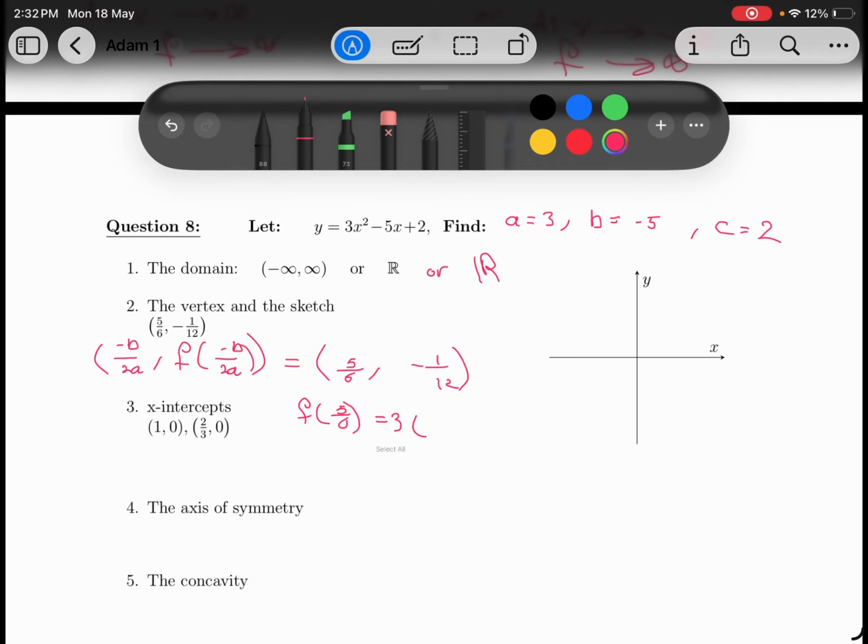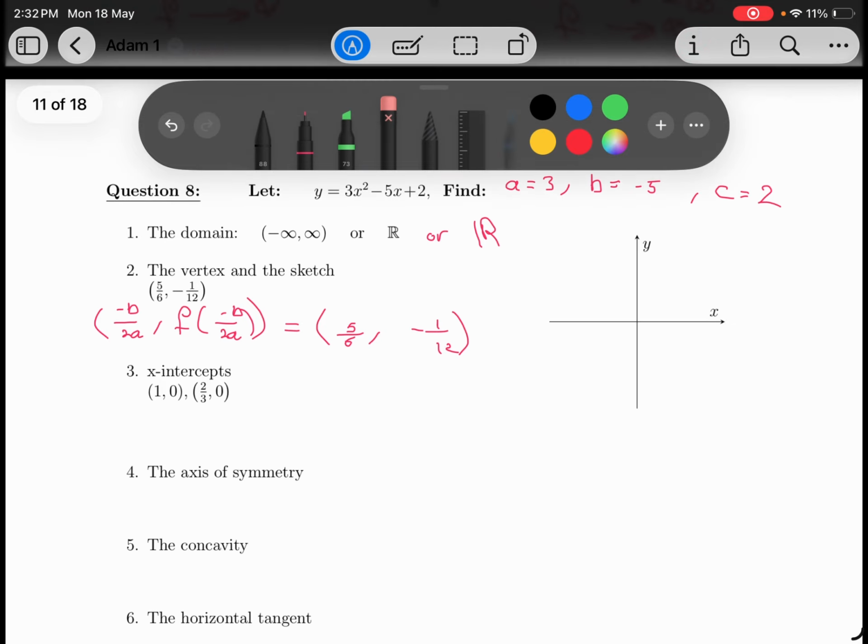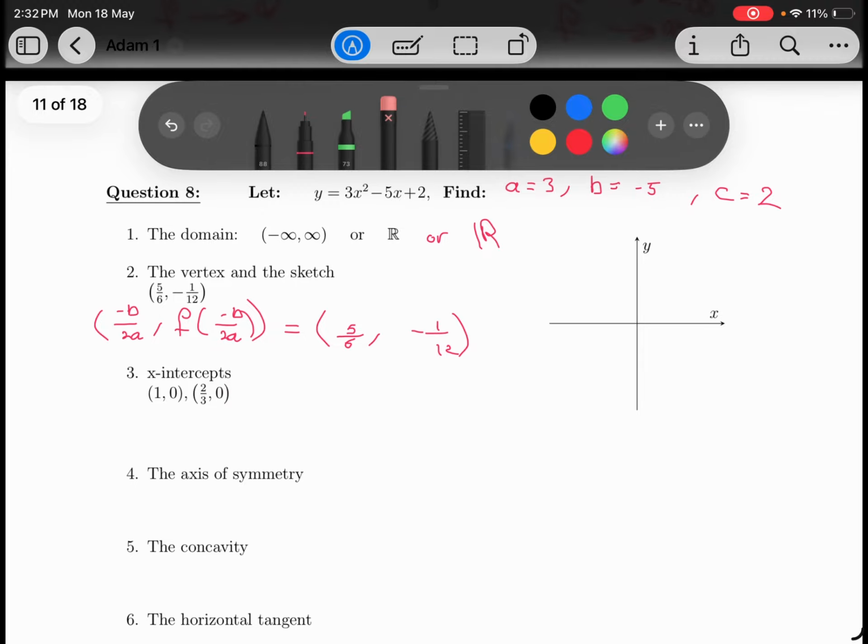Then it will be (5/6)² minus 5 times 5/6 plus 2, and if you calculate this, it will undoubtedly be minus 1 over 12. As I told you, I will clear this just to give myself more room. Okay, so here, guys, we have the vertex.